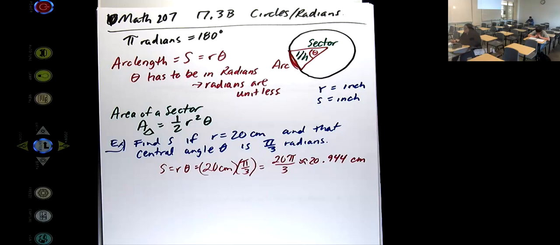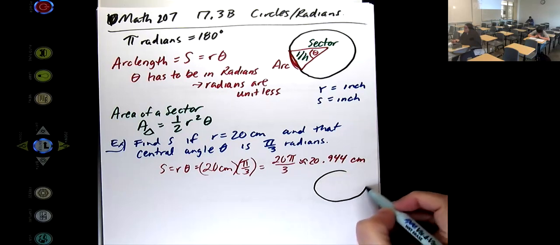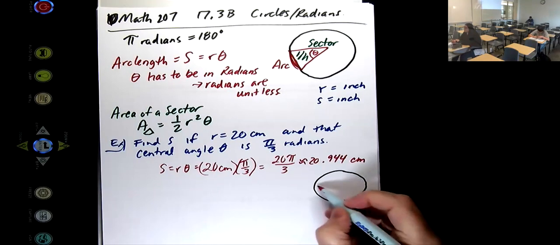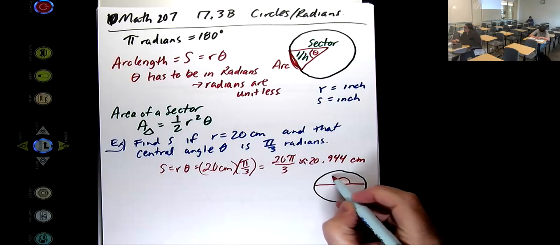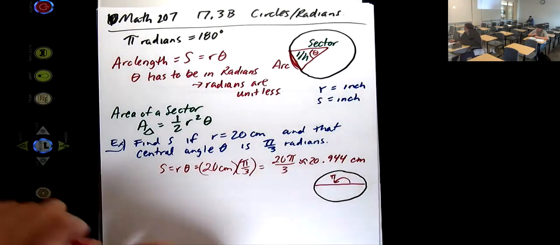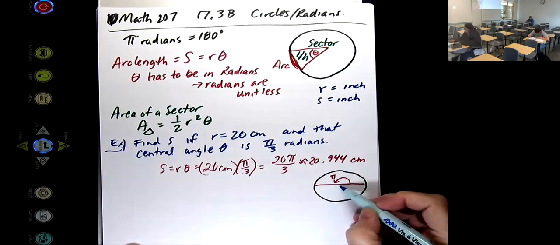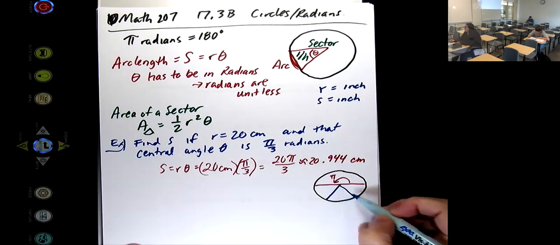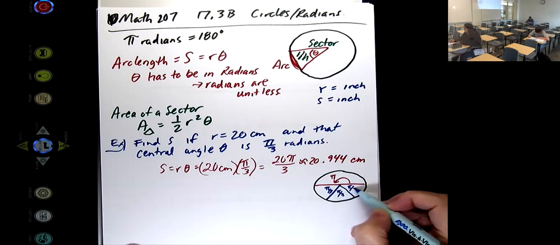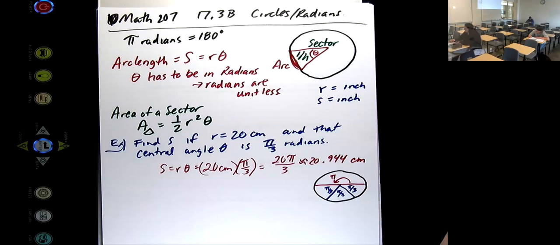And if it helps you any, half a circle is pi. So if you're trying to picture how big something is, pi over 3 means it's going to be only like this would be pi over 3, pi over 3, pi over 3. So you can get an idea of how big of a slice of pie that is.